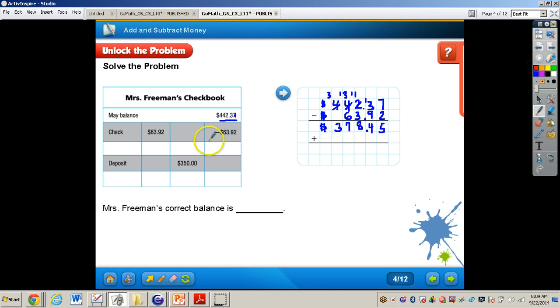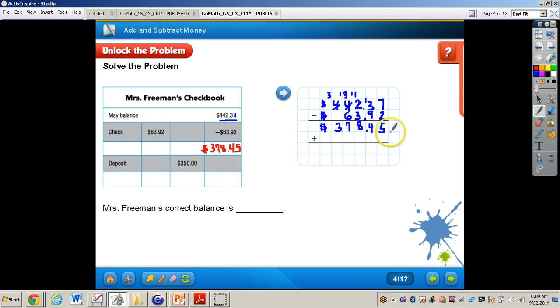And let's write this in our checkbook here, showing the current balance, $378.45. And then now we're going to add. And why are we going to add? Because we know that there was a deposit made. Whenever there's a deposit made, that means something is being added to the checkbook, which is a really good thing.